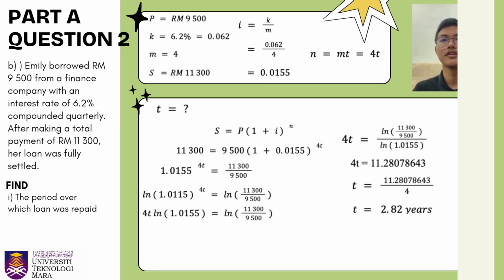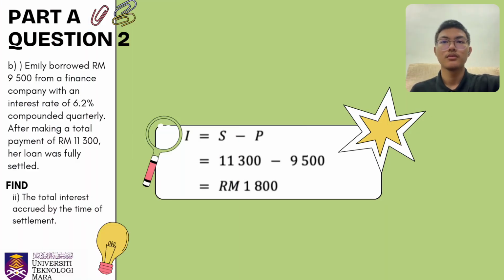Which is the period. Then for question 2, the interest, you need to find it by using I equals S minus P, because S is the final amount which is needed to be paid so that Emily can fully settle her loan, and P is the money that she borrowed. Now after you calculate it, you get the interest accrued equals RM1,800.